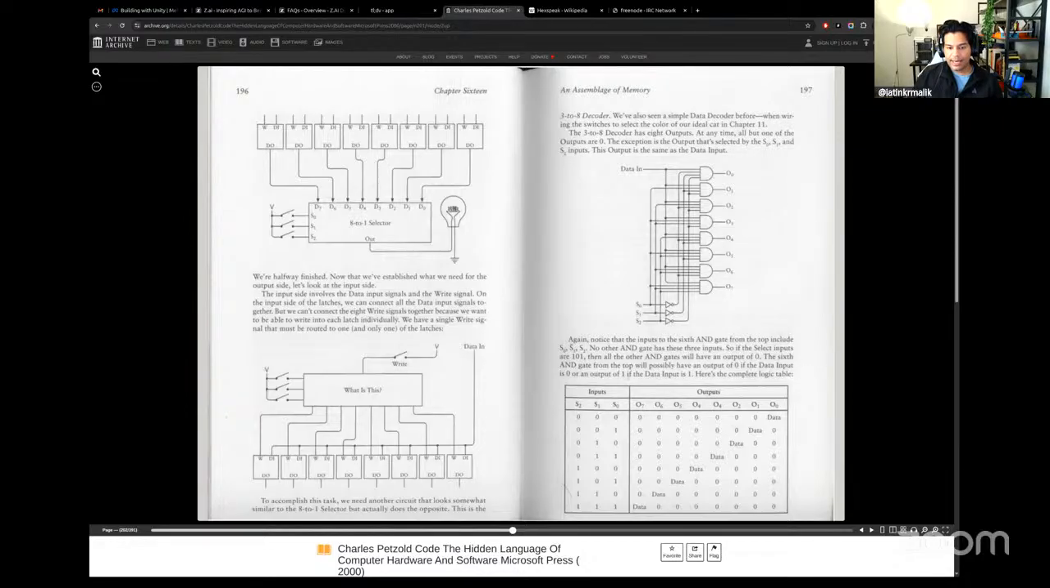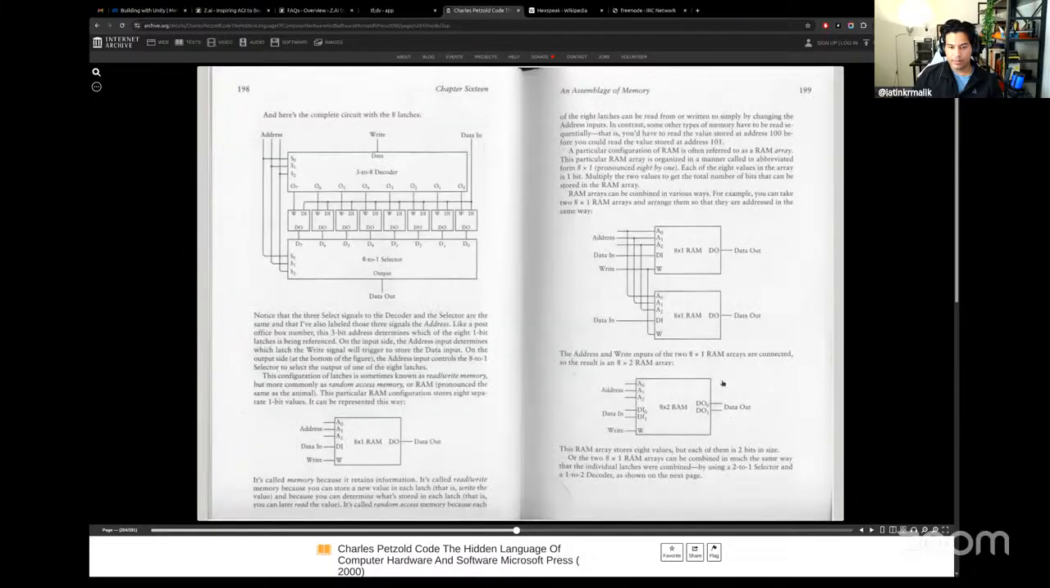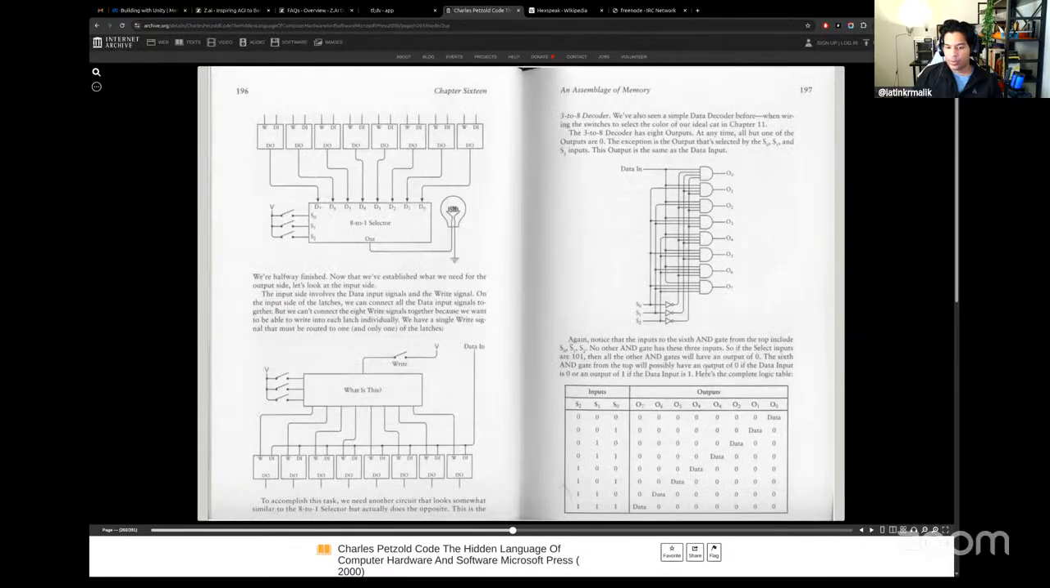The 6th AND gate from the top will have an output 0 if the data input is 0, or output 1 if the data input is 1. So here is the complete logic table. I think we have one data input that is common across all of them, but then we have these S0, S1, and S2 switches, which ensure what needs to go forward and what doesn't go forward. And here is the truth table for that.